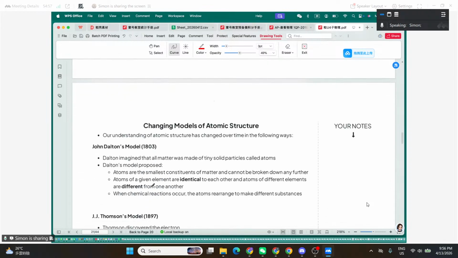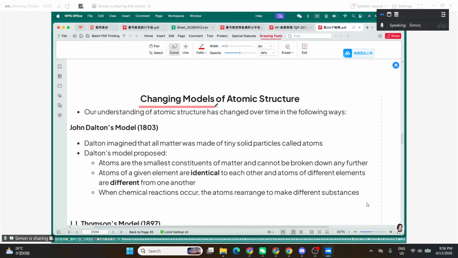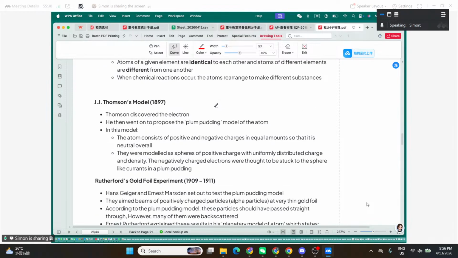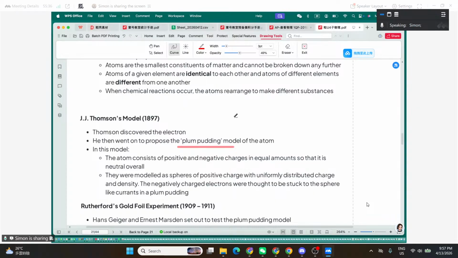And also, in the previous, here is the changing model of atomic structure. In the past, we thought the atomic structure was like a pudding, a combination of electrons, protons and neutrons, all combined together, not separated. This was Thomson's assumption, and we call this the pudding model.